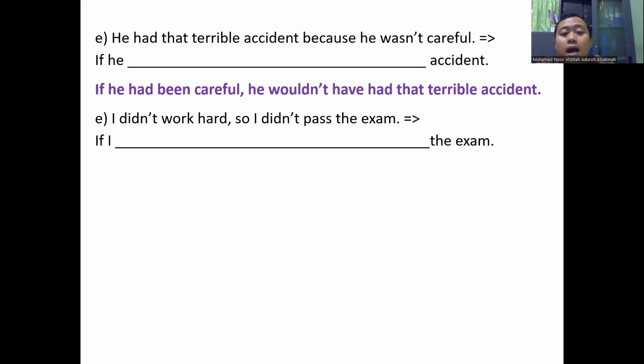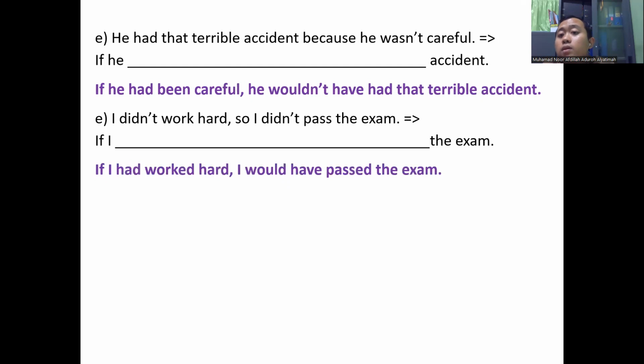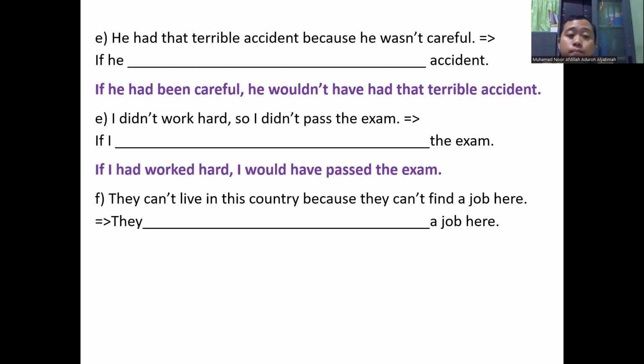F. I didn't work hard, so I didn't pass the exam. Please change it to if clause. I didn't, so we use if clause type 3. So the sentence is, if I had worked hard, I would have passed the exam.